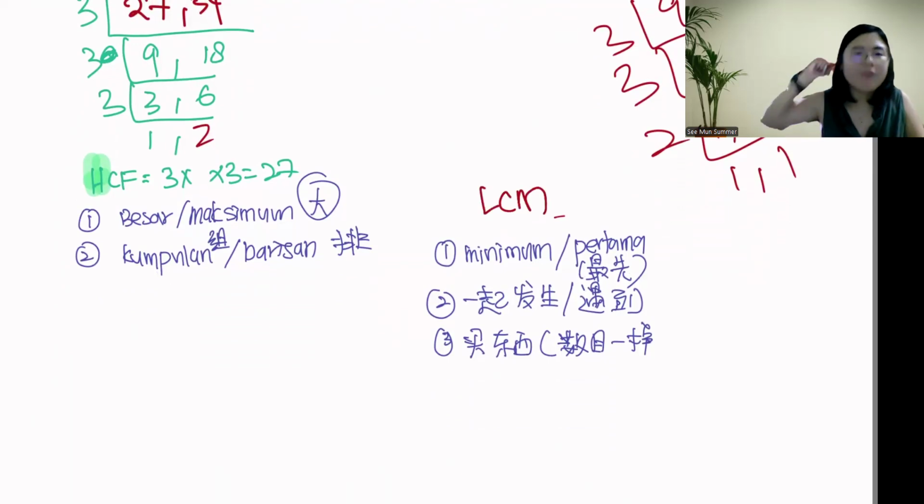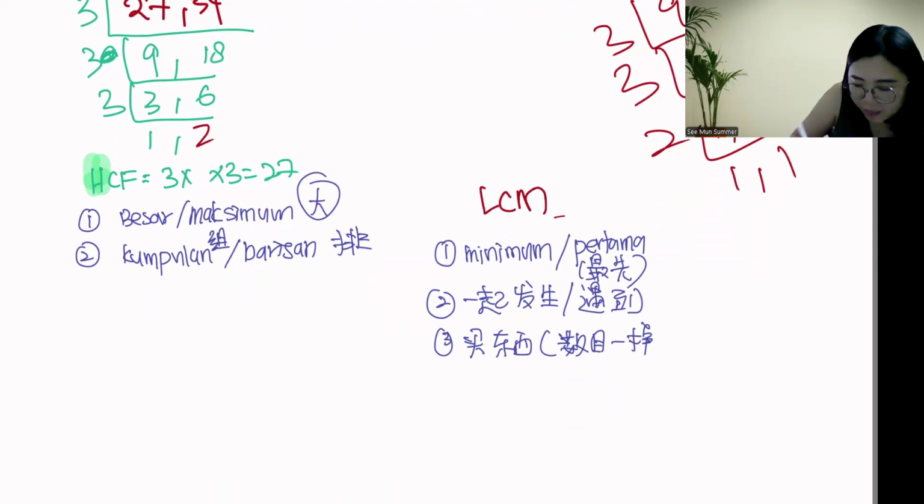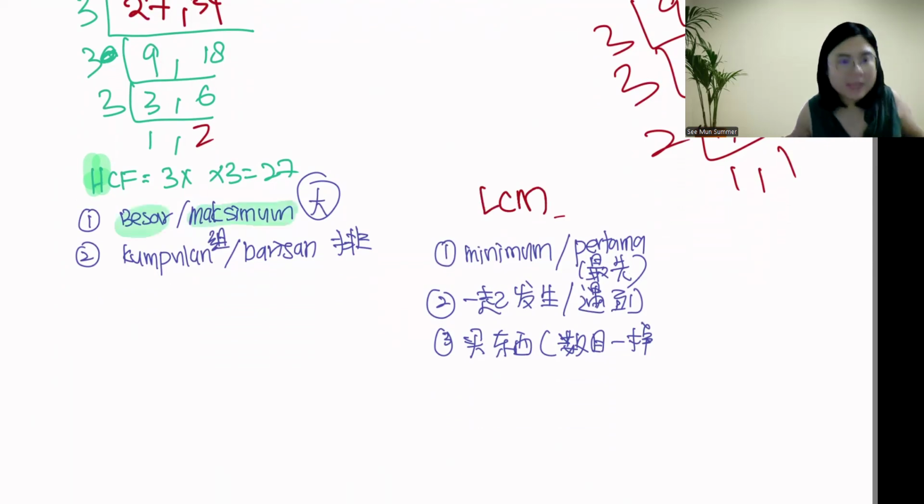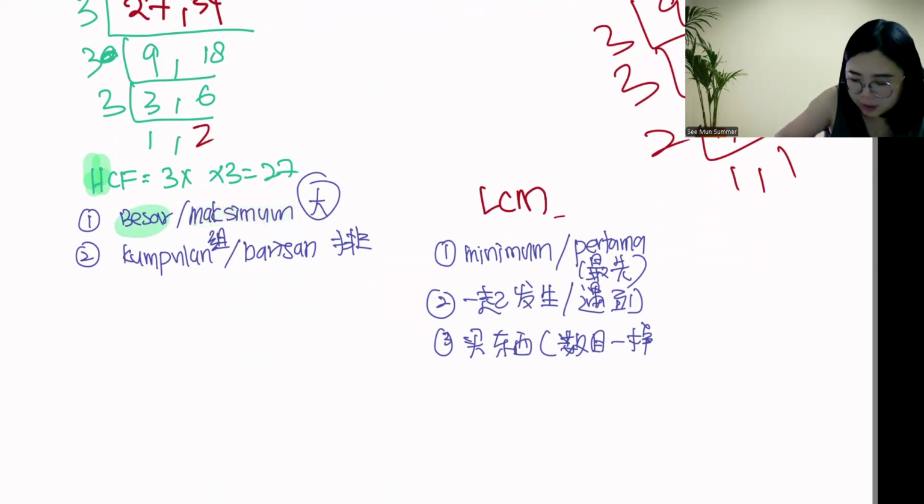If it's HCF, normally the safest words you can find are like besar, maximum, longest, biggest. Yeah, all these are big. Okay. And then next is they want to split them into groups. Split them into groups.